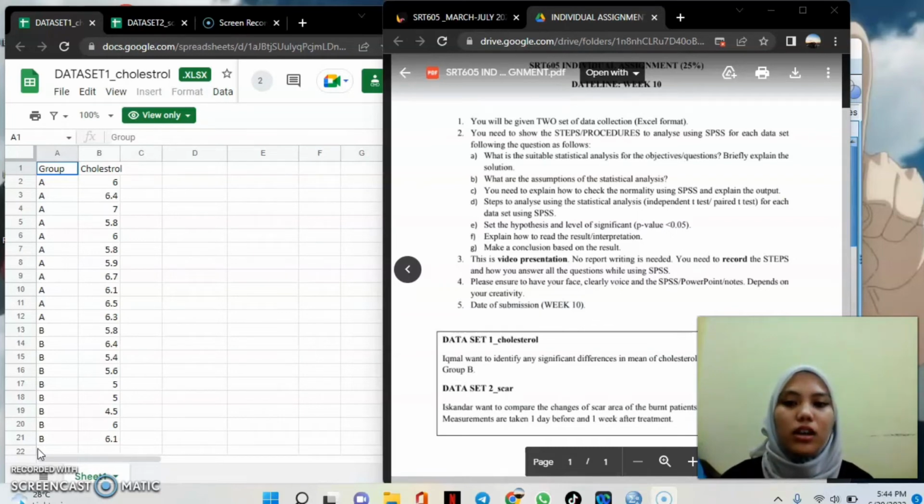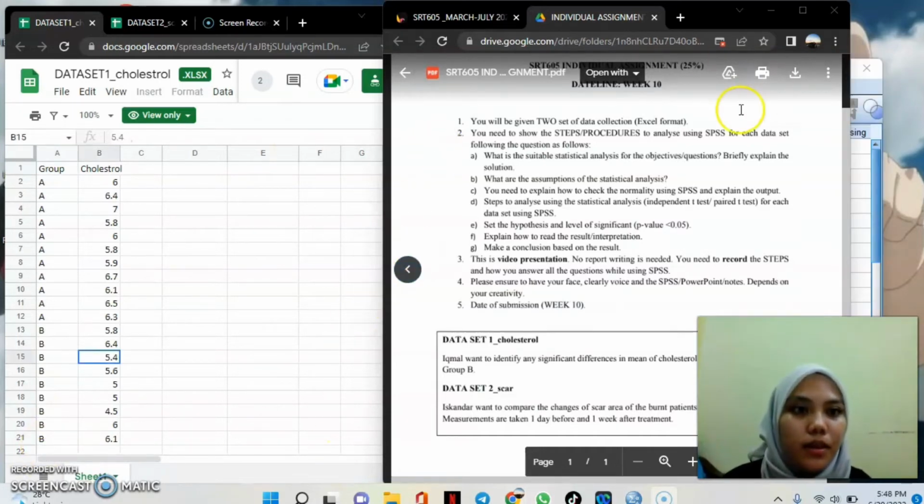For question number 2, what are the assumptions of the statistical analysis? The assumptions are that cholesterol level, the dependent variable, is numerical data, and we are using a random sample. The two samples are independent of each other, which is group A and group B, with independent observations. Question number 3: you need to explain how to check the normality using SPSS and explain the output.